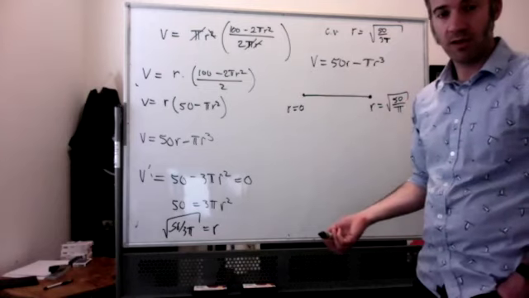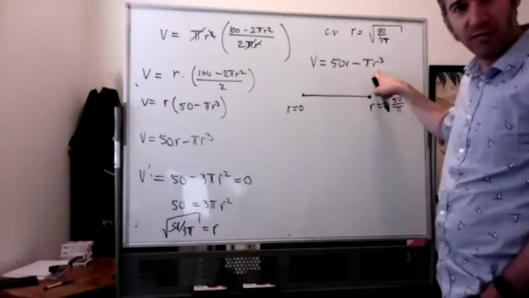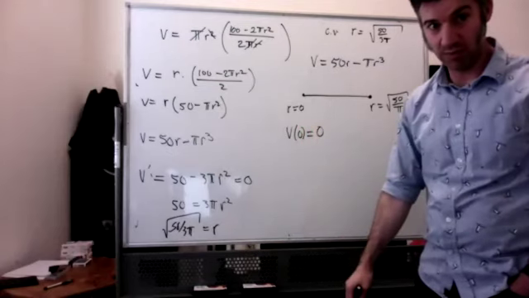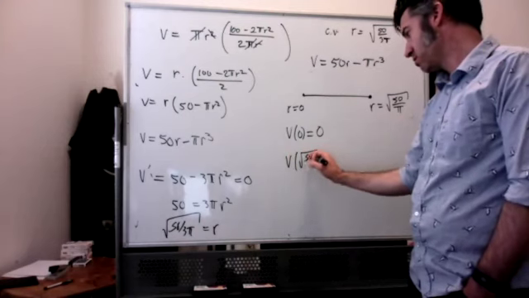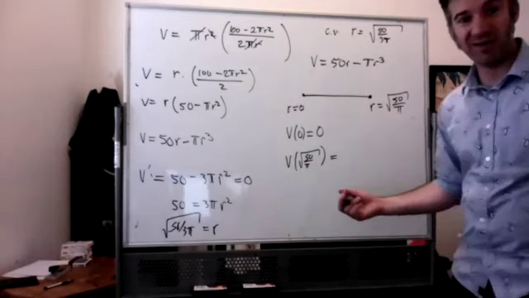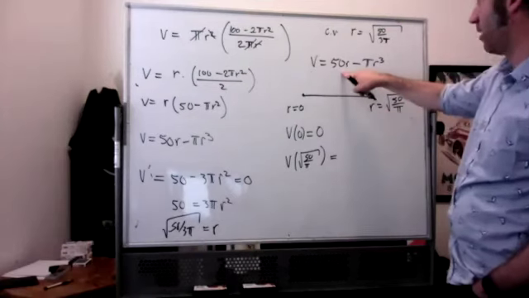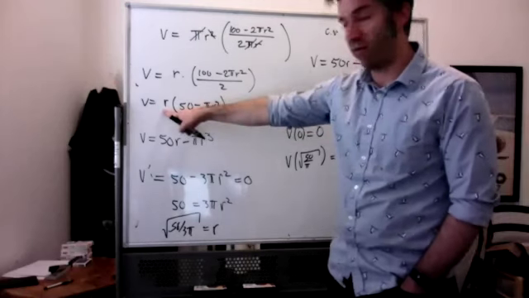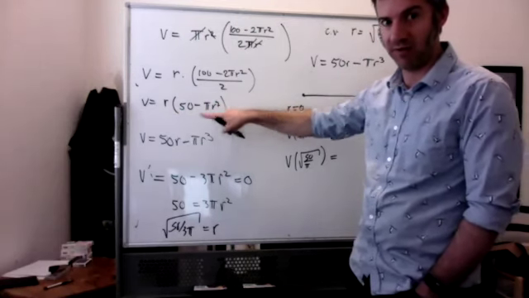Okay, so here's what we're going to say. When the radius is 0, what's the volume going to be? 0. And when the radius is the square root of 50 over pi, it might be less easy to see. When the radius is the square root of 50 over pi, the volume is also going to be 0. Because the height's 0, but also because if you plug it in here, maybe easier to see, you get square root of 50 over pi times 50 minus pi times 50 over pi, which is 50 minus 50, which is 0.